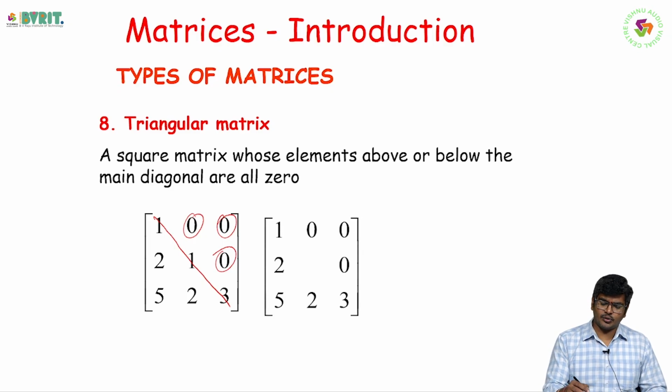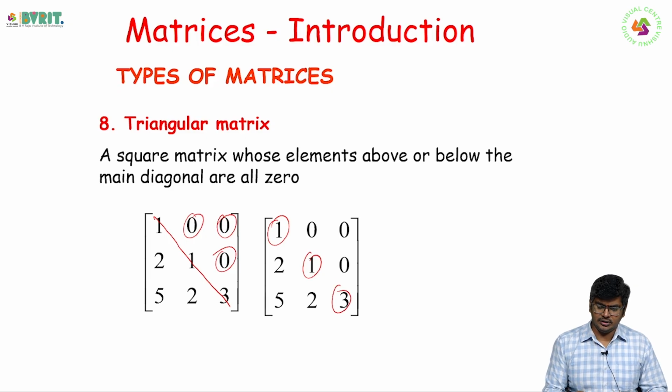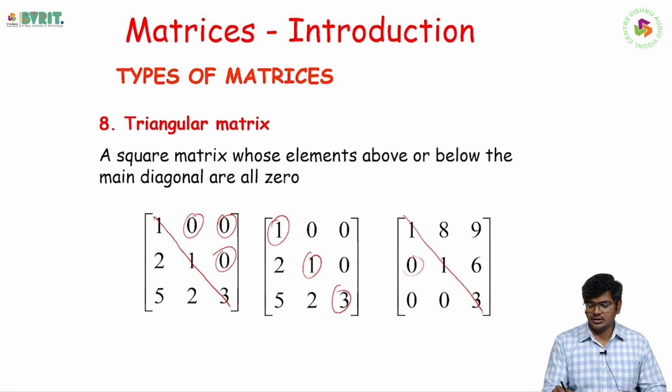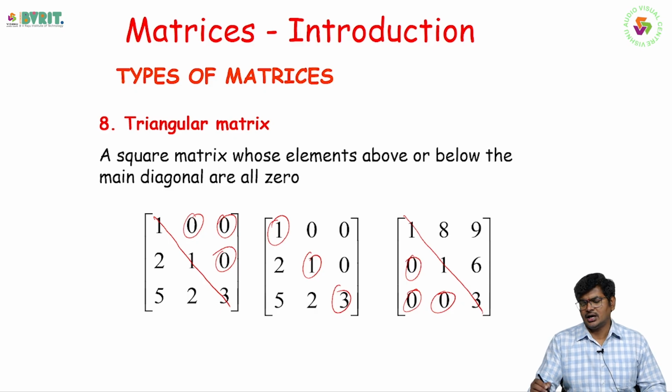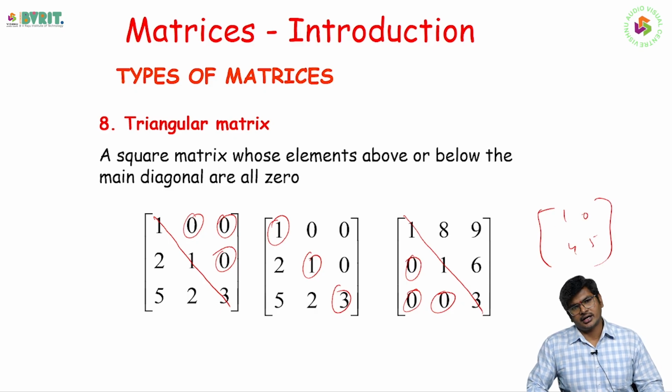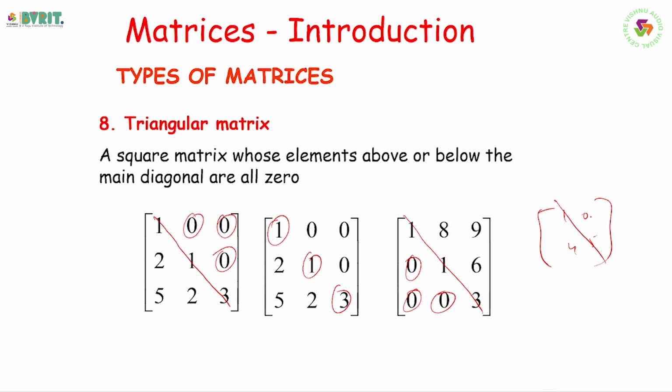Another example, here observe the diagonal 1 1 3. Next, here observe the 1 8. The diagonal elements are 1 1 3, and below the diagonal elements are zeros. These are called the triangular matrix. Another example: 1 0 4 5. This is also triangular because the diagonal elements are 1 5, and above the diagonal elements are zeros. Another example: 1 2 0 5. This is also a triangular matrix, where the elements below the diagonal are zeros.